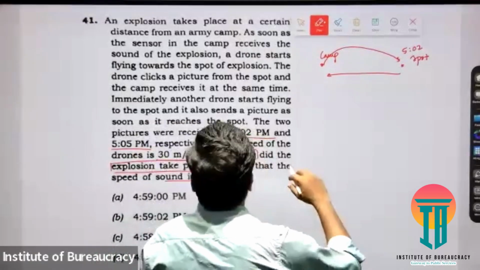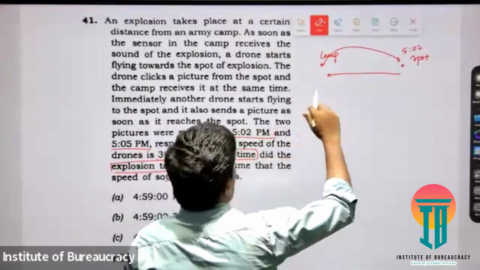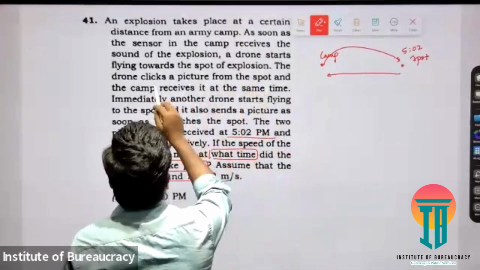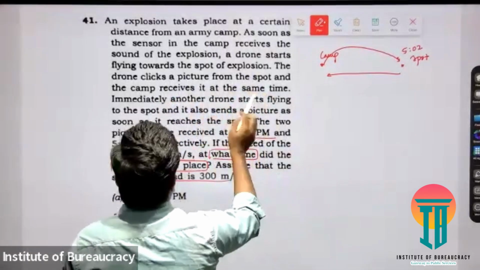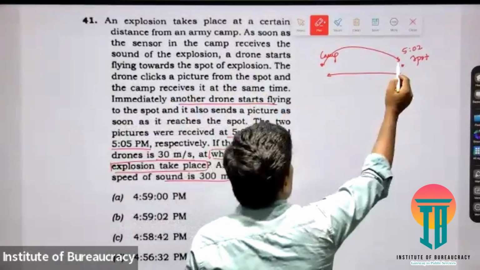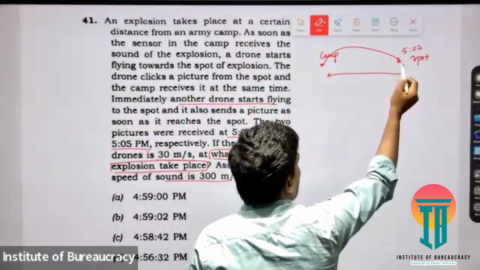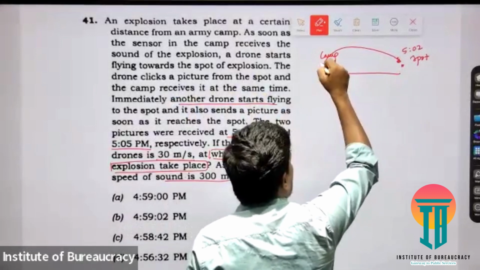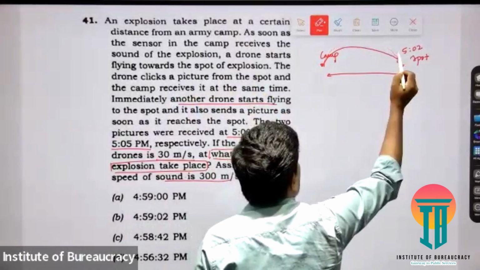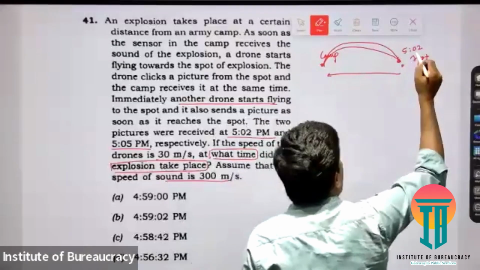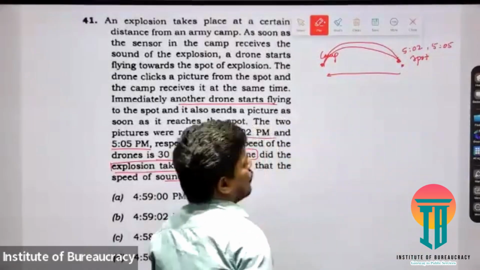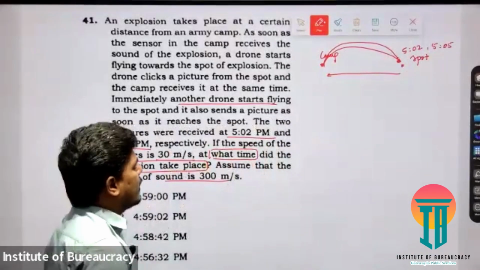Second time, again, a drone starts flying toward the spot. Once the picture is taken, immediately the picture is received in the camp. Once the picture is received, immediately another drone has gone to the spot and takes the picture. The second picture taken by the other drone is at 5:05 p.m.